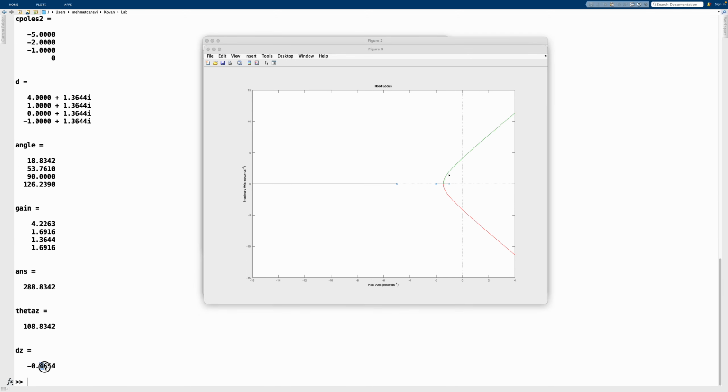Minus 0.4654. This actually aligns with the fact that this is minus 1 as far as I remember. It should be to the right of minus 1. So negative distance means that we're on the right of this place, because then we have this wide angle of 180 degrees. So it makes sense. It aligns with the fact that the distance is negative.